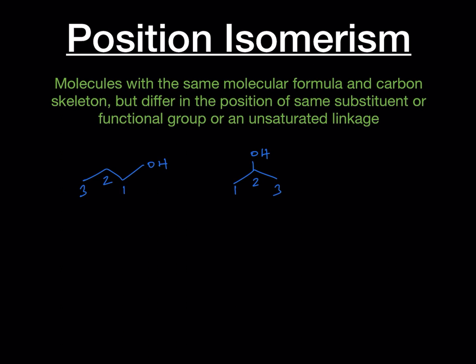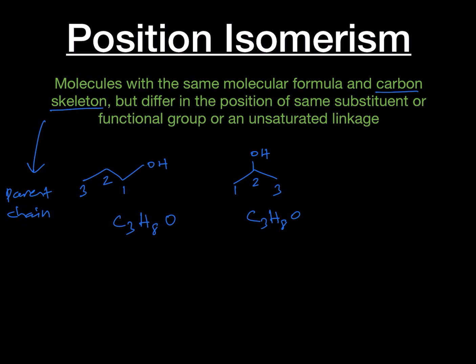The molecular formula is the same, C3H8O in this case, too. C3H8O. The chain length is the same, that means the carbon skeleton. What we mean by carbon skeleton is the chain length or the parent chain. So what's the difference between 1 propanol and 2 propanol?